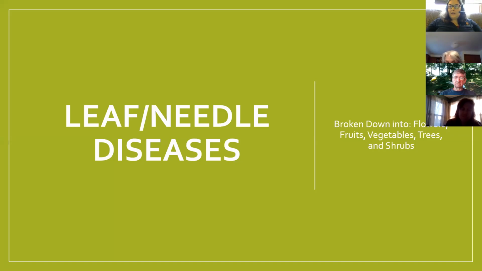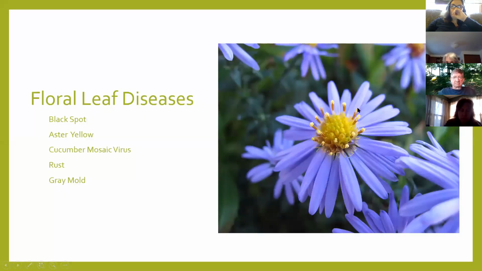So I've broken down the leaf and needle diseases into flowers, fruits, vegetables, trees, and shrubs. We'll start with flowers. How I wanted to break this up was, for each category, I'd pick five of the more common ones and we'd talk about them. For floral diseases, we'll talk about black spot, aster yellows, cucumber mosaic virus, rust, and gray mold.